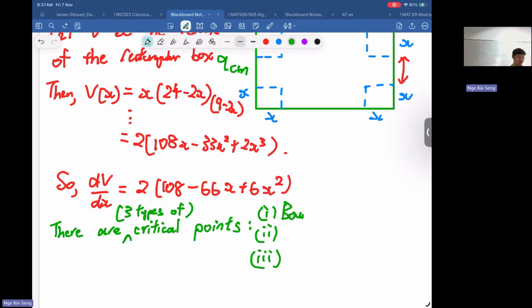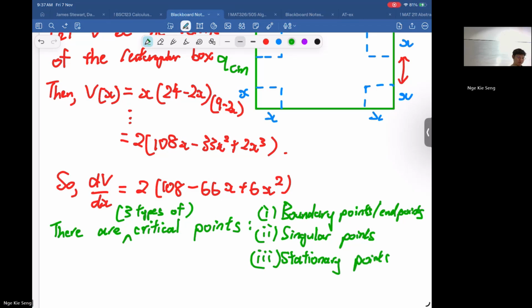So first type is the boundary points or endpoints. Second is the singular points. And lastly is the stationary point. 驻点, right? Stationary point. Okay, so any boundary points here or not? There's no boundary points here. Why? Because your function is defined everywhere. So there's no finite interval defined, so you don't need to worry about boundary points.